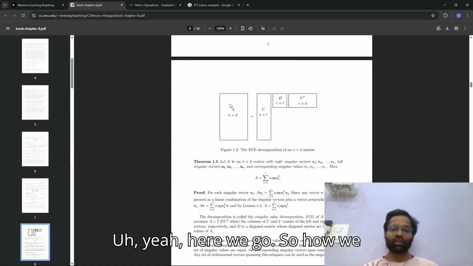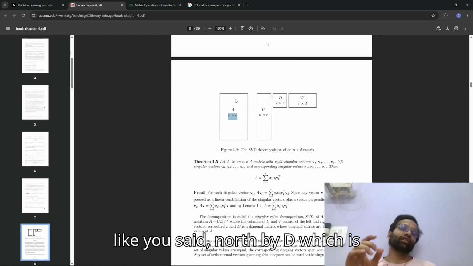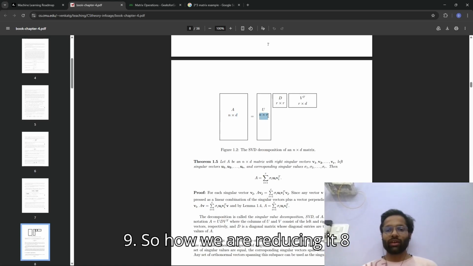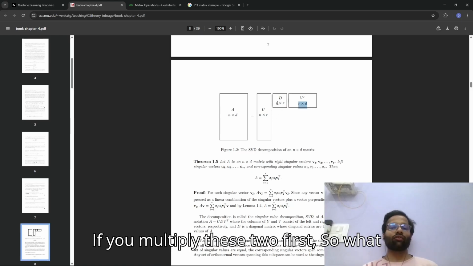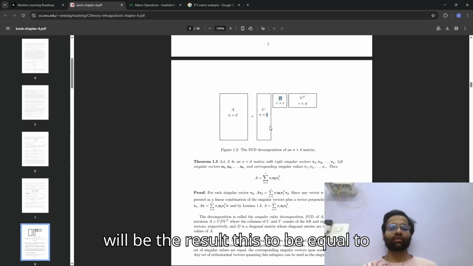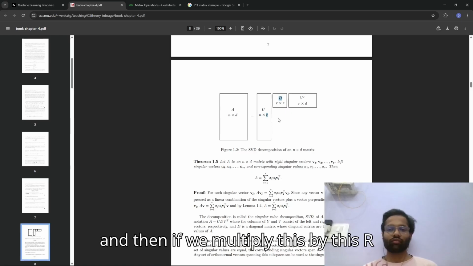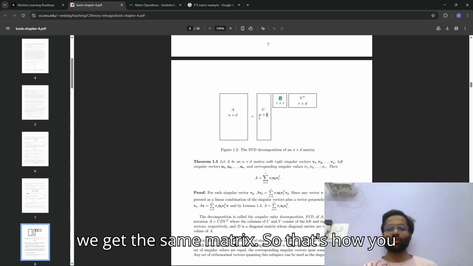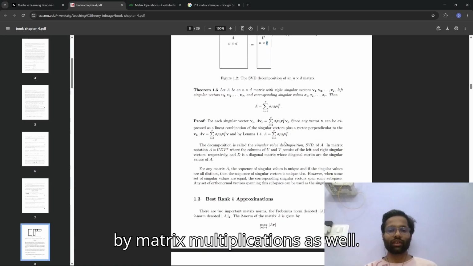So how are we reducing the dimensions? A is basically n by d, which is 3 by 4, or let's say 8 by 9. So how are we reducing it? 8 by 1, 1 by 1, 1 by 9. If you multiply these two first, following the composition rule, the result will be n into r. Then if you multiply this by this, r cancels, and you get n into d. You get the same matrix. So that's how you are going to reduce the data, by transposing and by matrix multiplications as well.